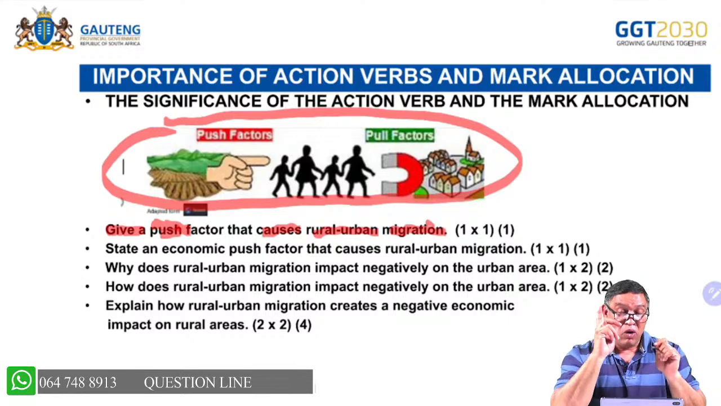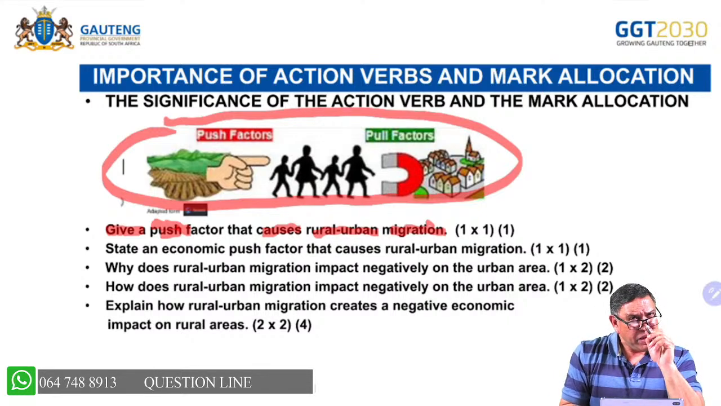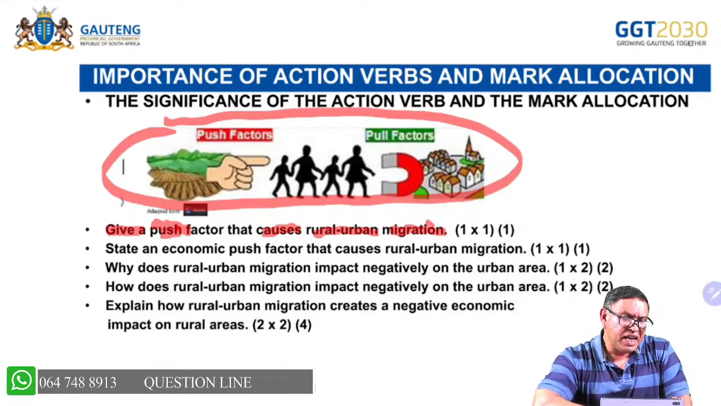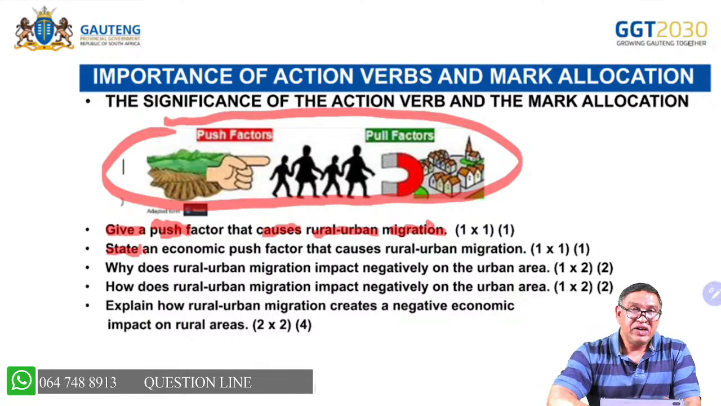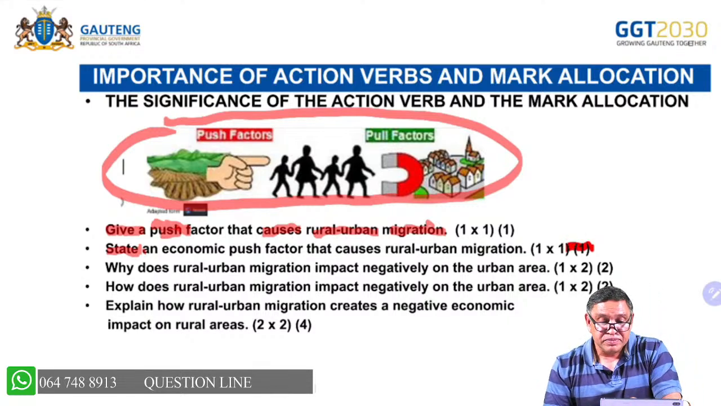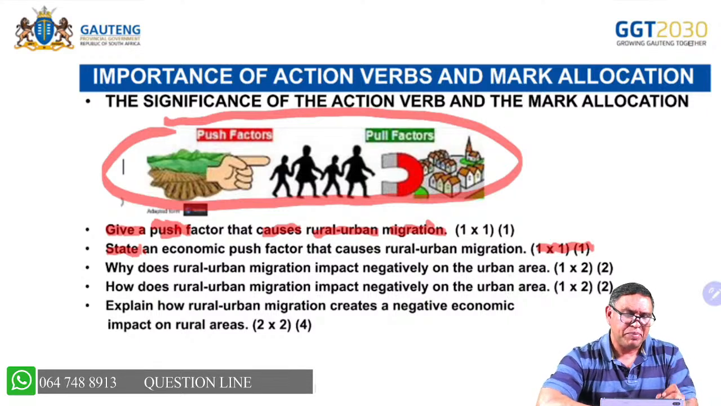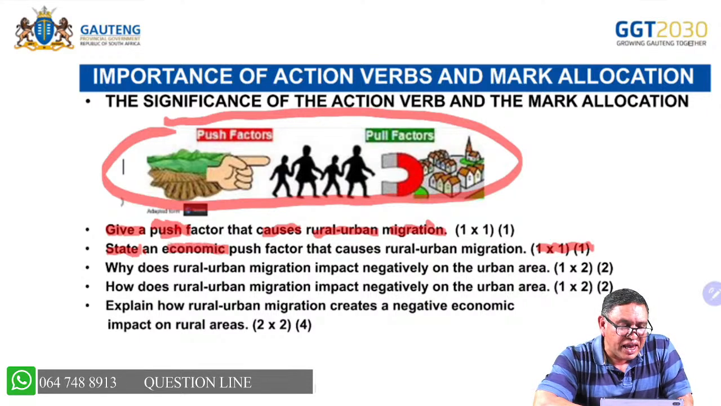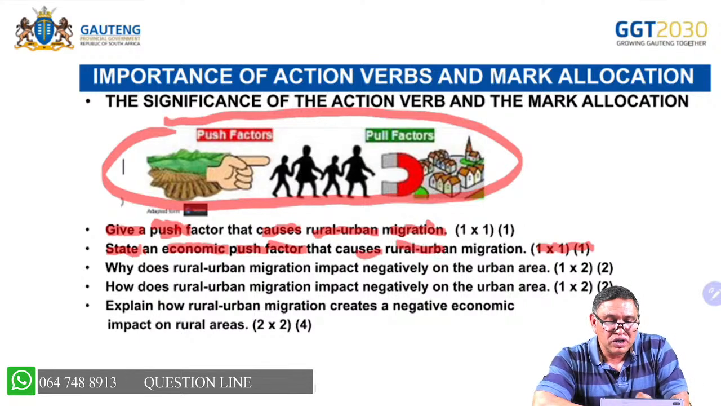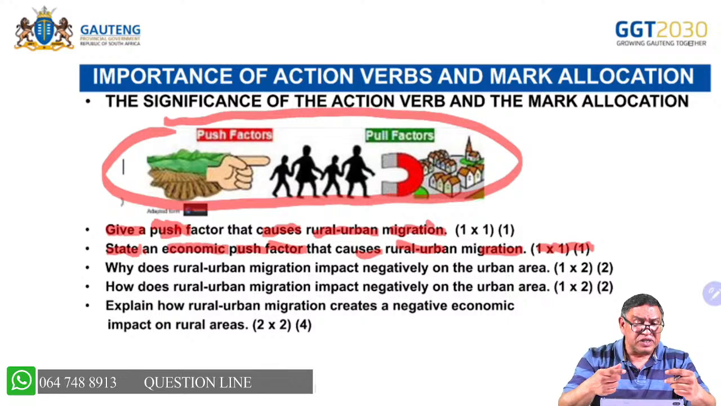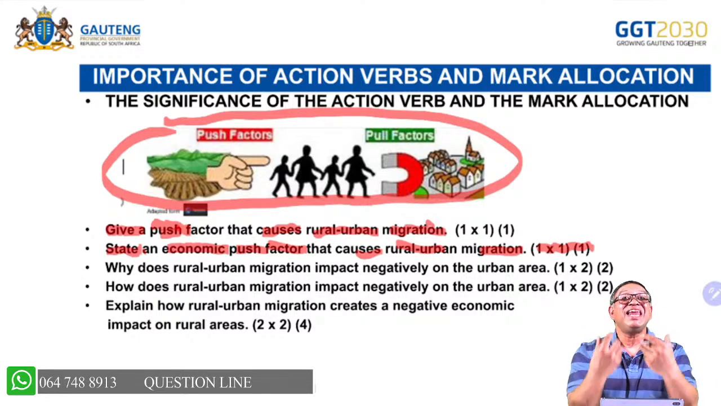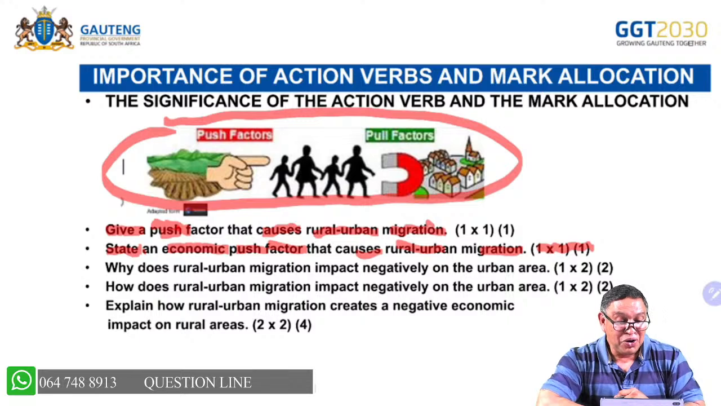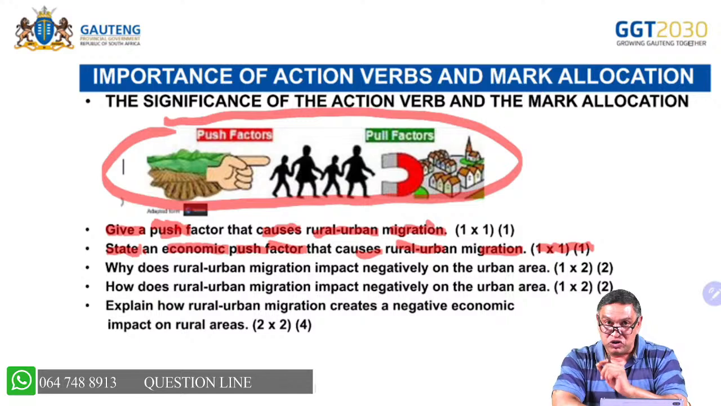All right? Now, watch what the exam papers generally try to do to you. Okay, it spoke about the push factor. Let's take the next one. It says state. Okay, so of course it's 1 mark. So you're going to state, but watch what happens. An economic push factor that causes rural-urban migration. Note the difference and note the importance of highlighting these words. Now it's not just a push factor anymore. It's an economic push factor.